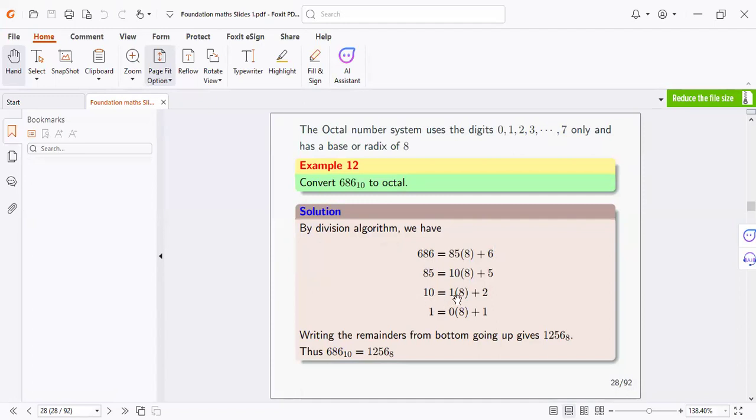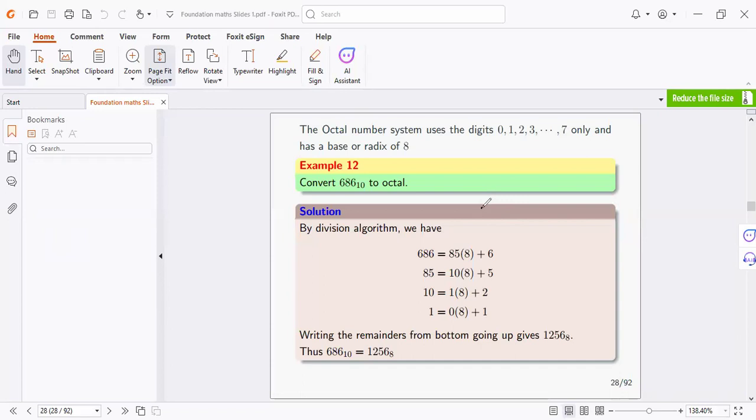What about 8 into 10? Goes there once, and the remainder is 2. What about 8 into 1? Goes there 0 times, and the remainder is 1. So we note these remainders from bottom going up. We get 1256.